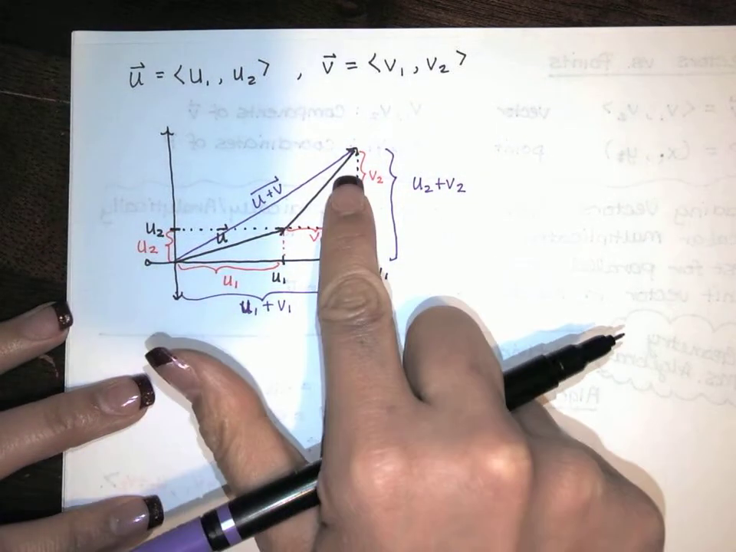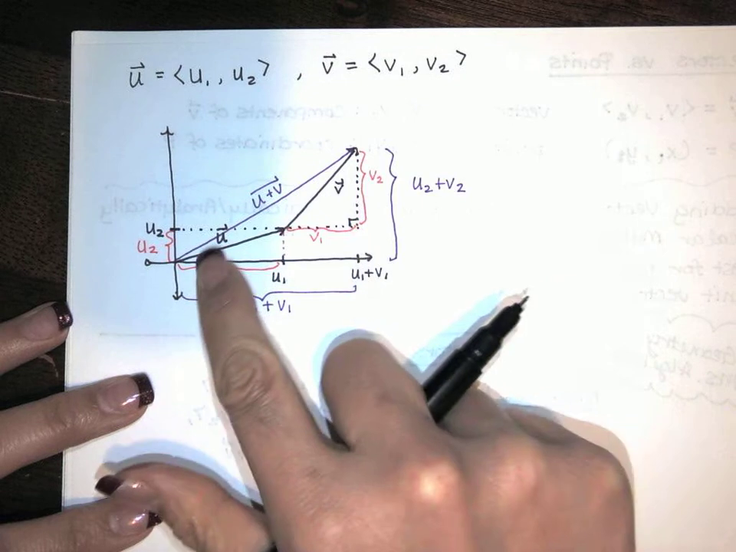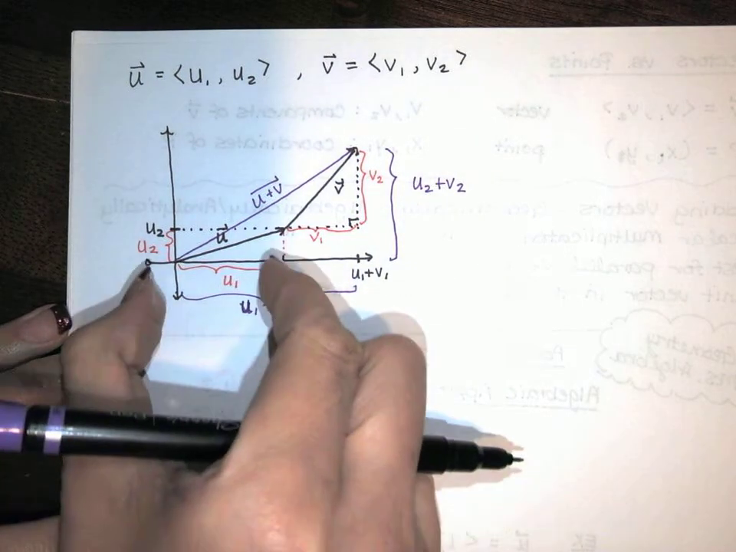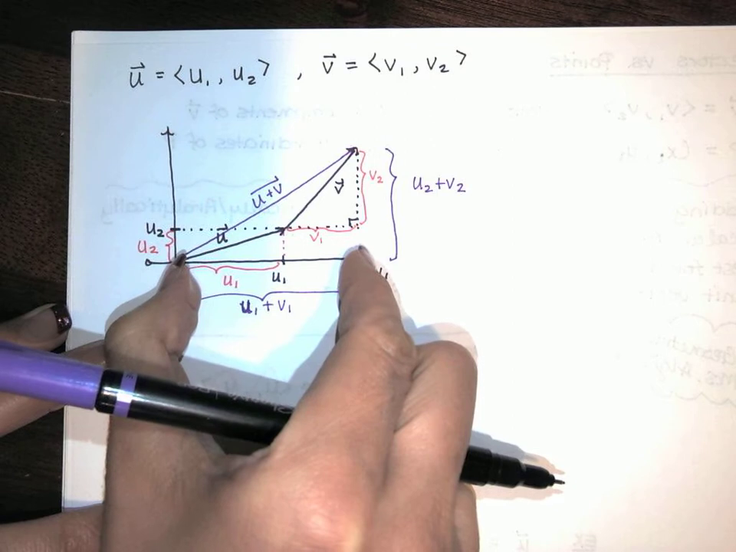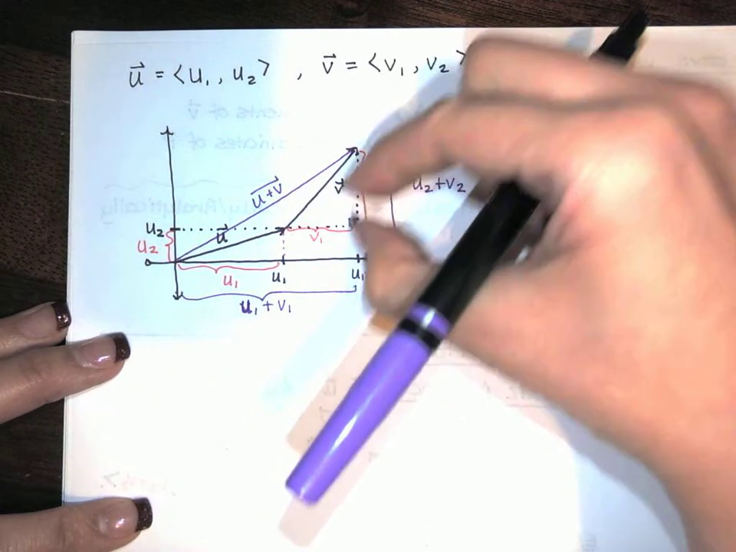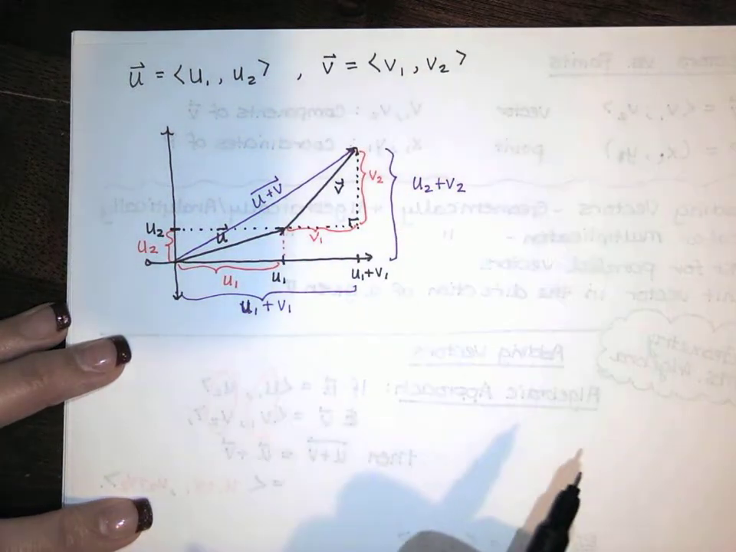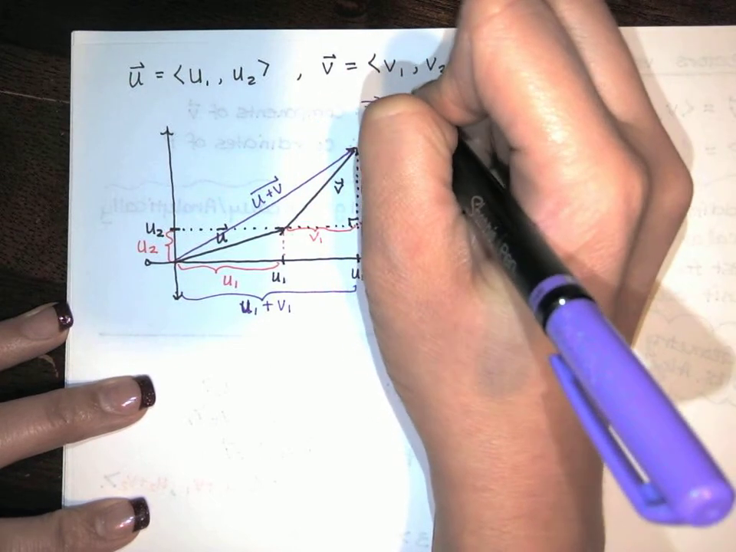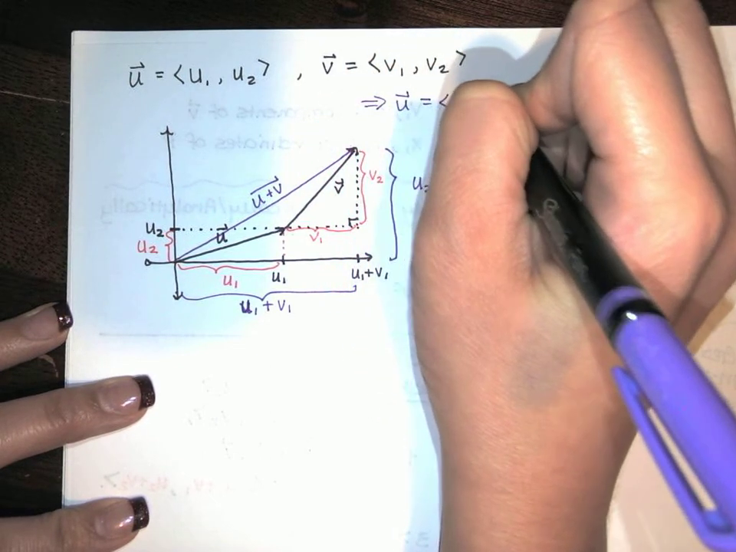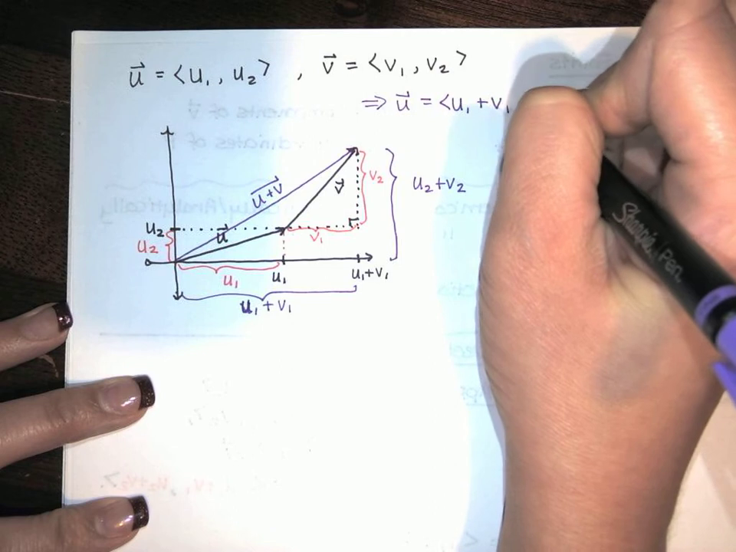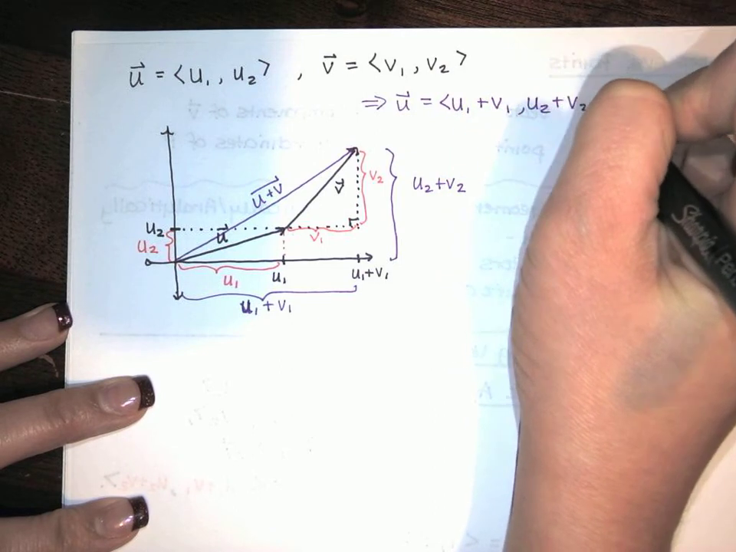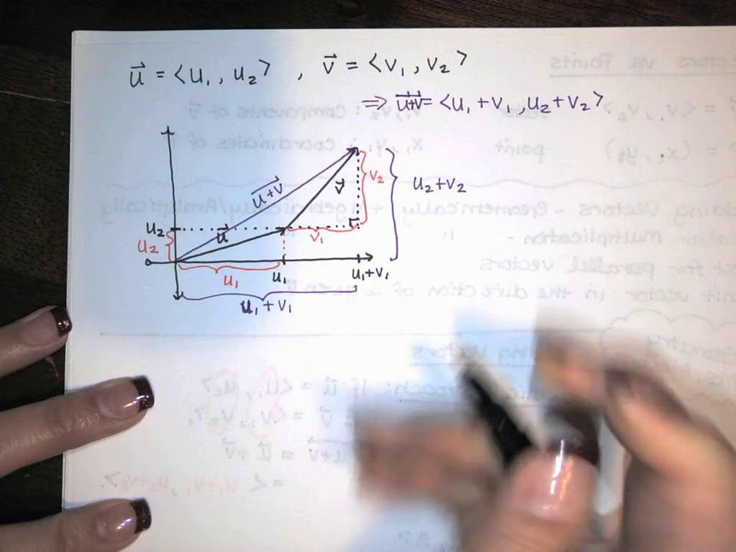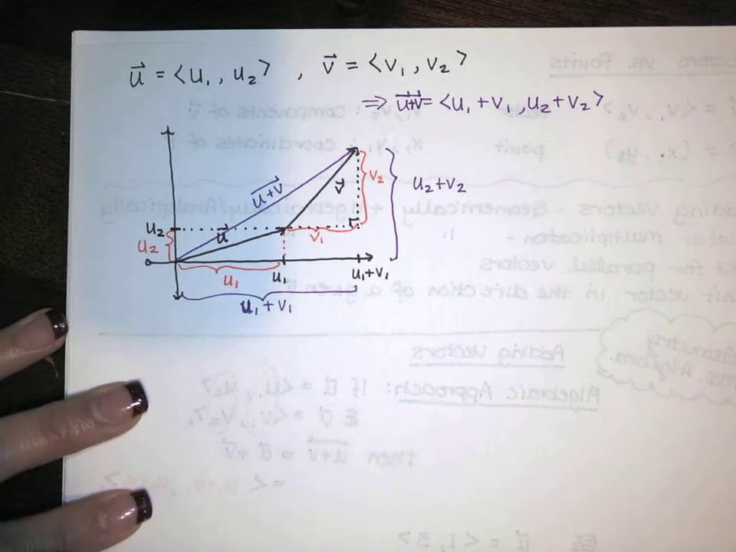So if I'm adding geometrically, I do u plus v equals u plus v. If I'm adding analytically or algebraically, I do u1 plus v1, and then u2 plus v2. When I'm adding algebraically, that's my result. Add component by component. So we can see from this picture that u plus v equals that. We get exactly the same thing either way.